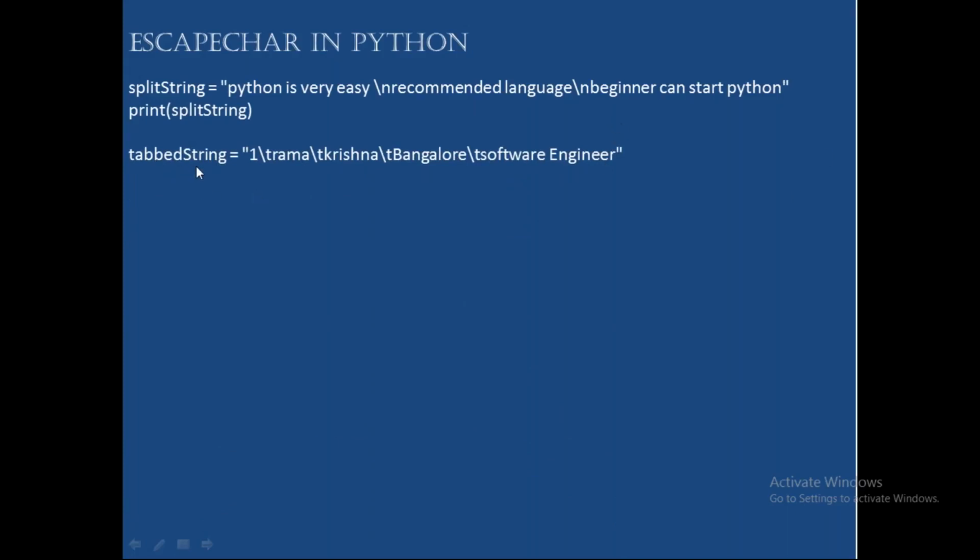Next, the tab string, meaning one tab: Rama, tab, Krishna, tab, Bangalore, tab, software engineer. Now what will happen? One will be printed, tab space you will get, Rama will print, tab space you will get, Krishna will print, tab space you will get, Bangalore it will print, tab space, software engineer it will print, tab space you will get.